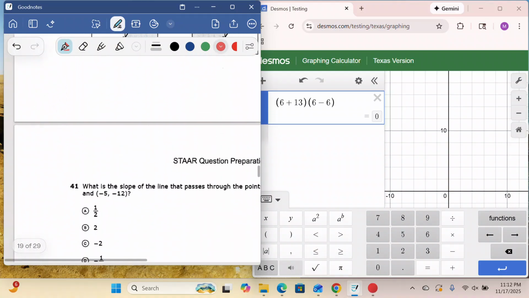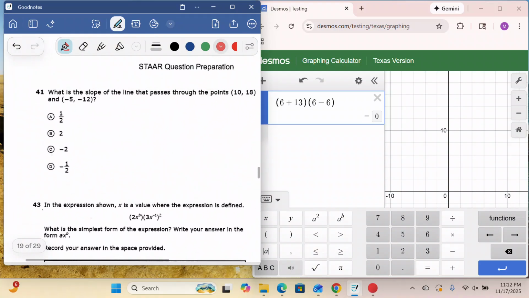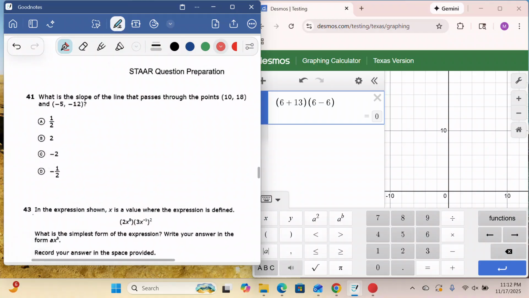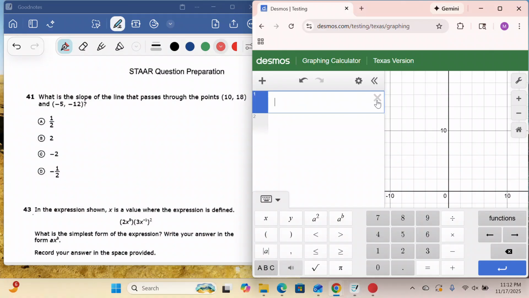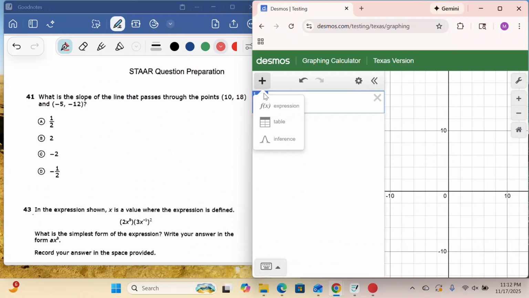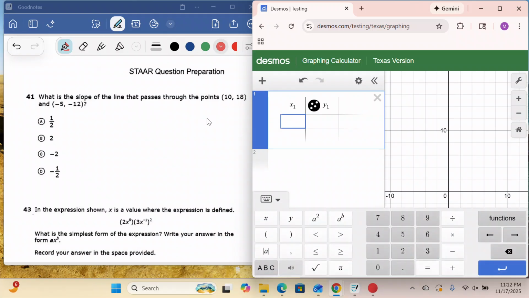So we're going to move right along to number 41. They're asking for what is the slope that passes through these points. And we used to do y2 minus y1 divided by x2 minus x1, do the math, and then get the slope, but no more. Now all we do is input into Desmos, put into right here.